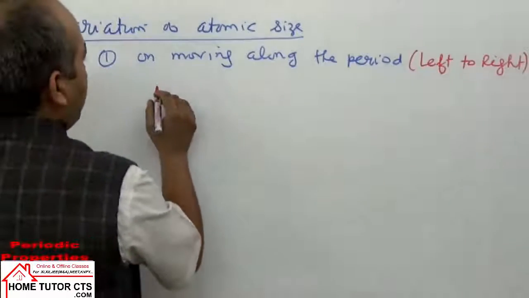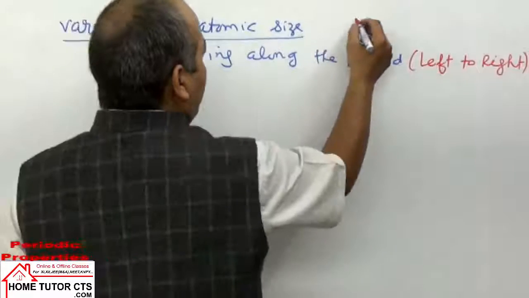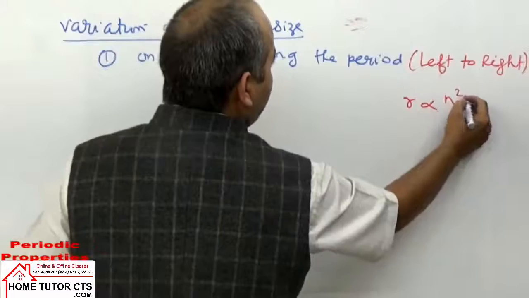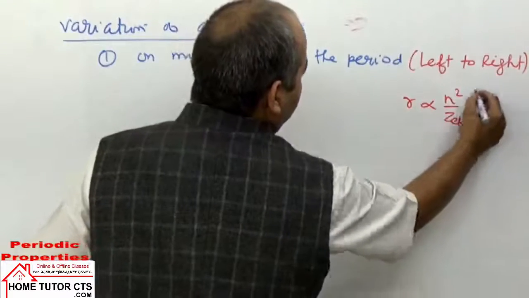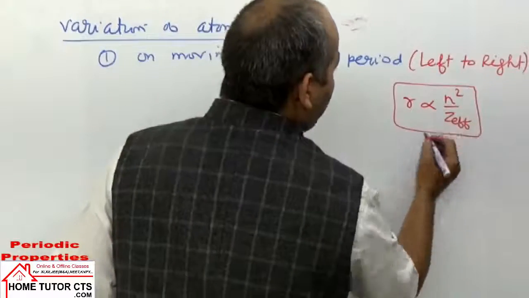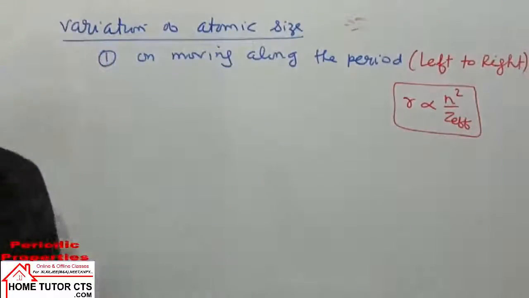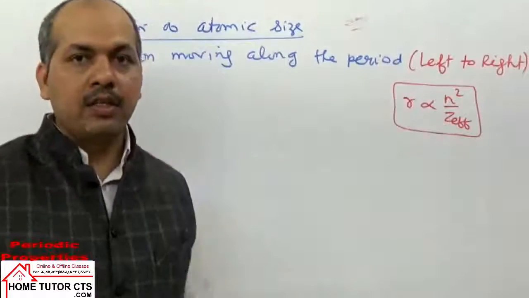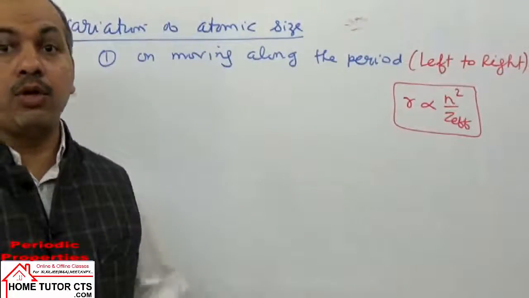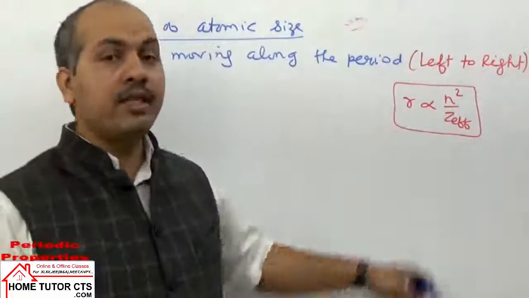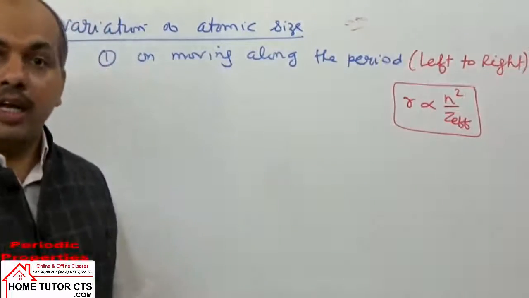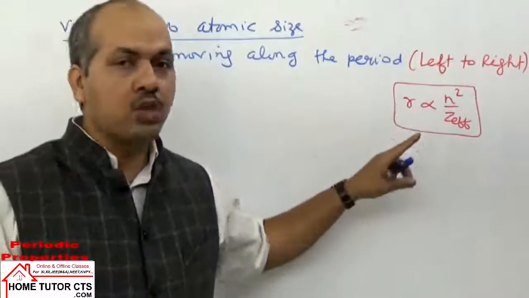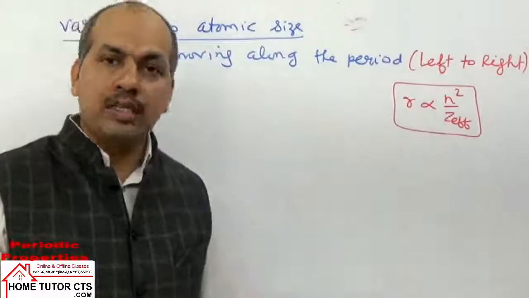Look, radius is proportional to what here? In general, expression-wise, it is directly proportional to n square by Z effective. If you recall, in Bohr's postulate we discussed earlier, the radius formula was 0.529 n square by Z for single electron atoms or ions, because sigma was 0, so Z was the same as Z effective. But for a multi-electron system we take Z effective, so radius is directly proportional to n square and inversely proportional to Z effective.